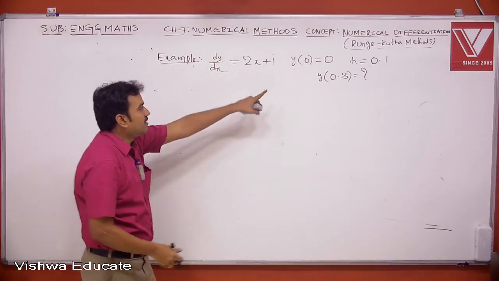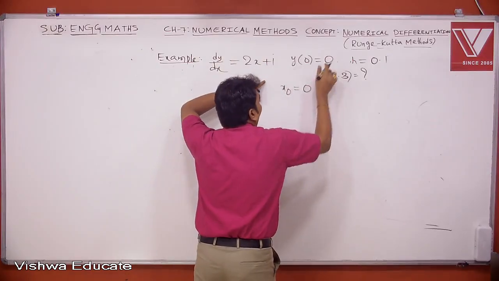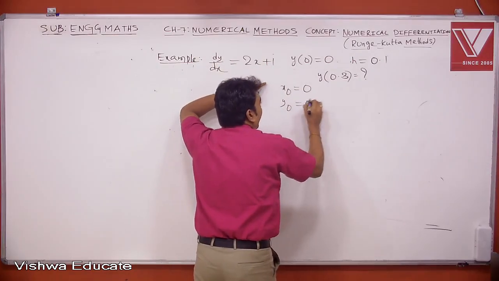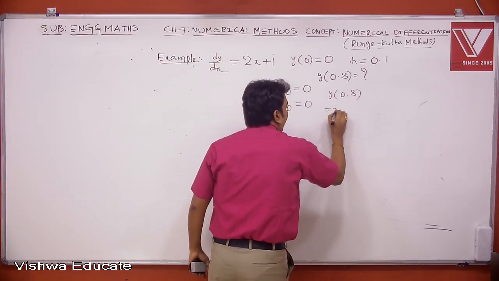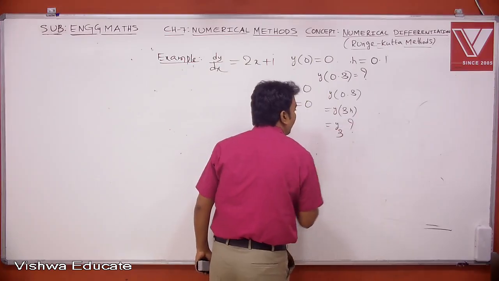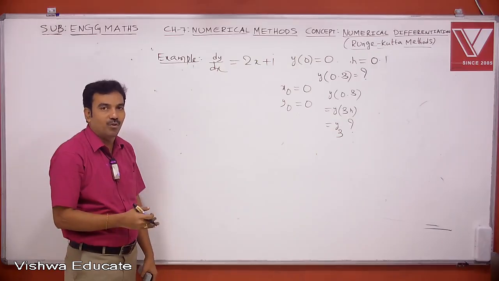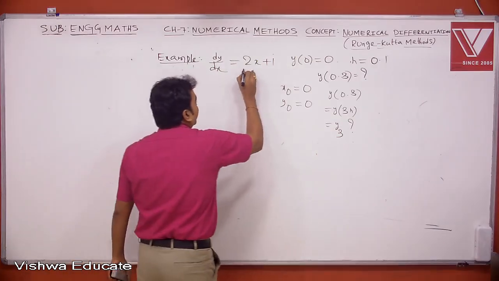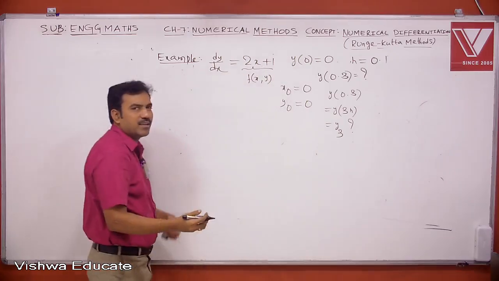Now x0 is 0, y0 is 0 and h value is 0.1. We need to find y of 0.3. So this y of 0.3 is y3. That means we need to find y3 value. To get y3 I should know y2. To get y2 I should know y1. This is f of x comma y. It is a function only in terms of x. Y is not given.